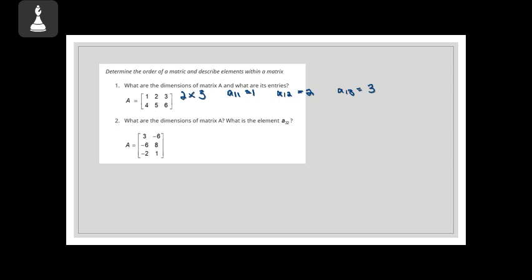Now to do the next row, it's going to be A2,1, second row, first column, 4. A2,2, second row, second spot, 5. A2,3, second row, third spot is 6. Looking at the next matrix A, we have 3, -6, -6, 8, -2, 1. What are its dimensions? Well, we have 1, 2, 3 rows and 1, 2 columns. So 3 by 2 is the dimensions of this matrix. And they want us to find the element 3,2. So row 3, column 2, that is the value 1.